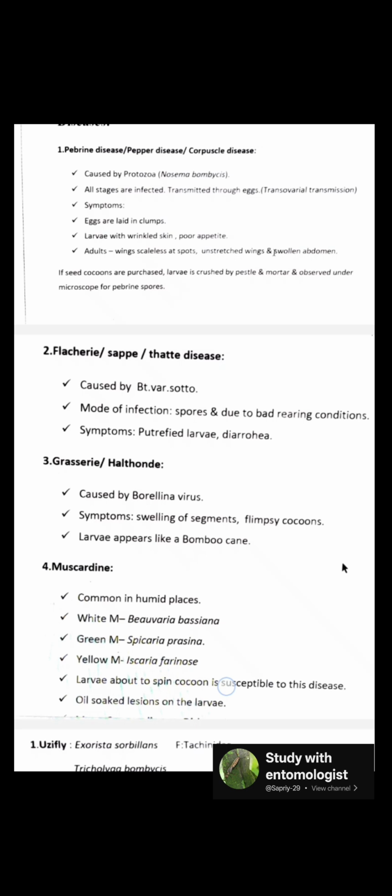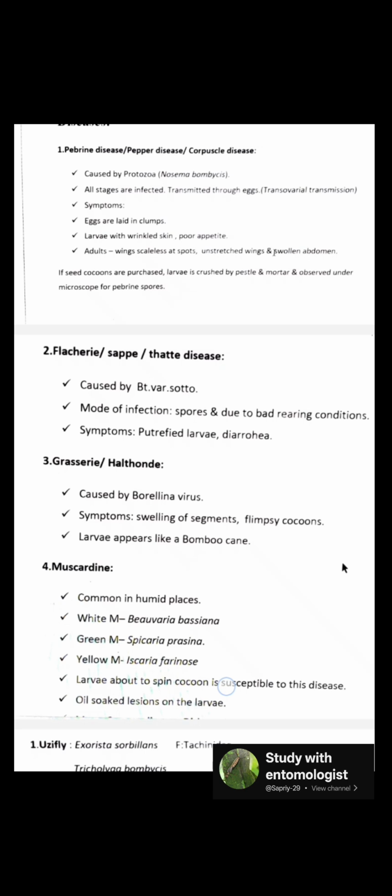Next is flacherie, or otherwise sotto disease, caused by the bacillus variety sotto. The first time a bacterial disease in an insect was investigated was in silkworm larvae, by Ishiwata in 1901, and he called it sotto disease because it is caused by Bacillus sotto. Mode of action: spores, and due to bad rearing conditions. Symptoms are putrefied larva and diarrhea in these conditions.